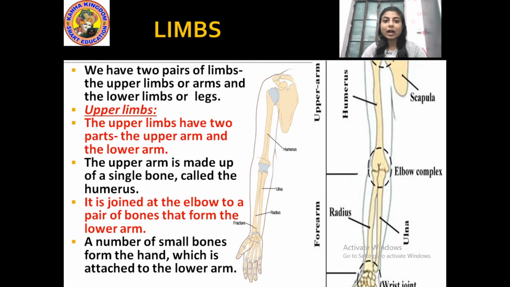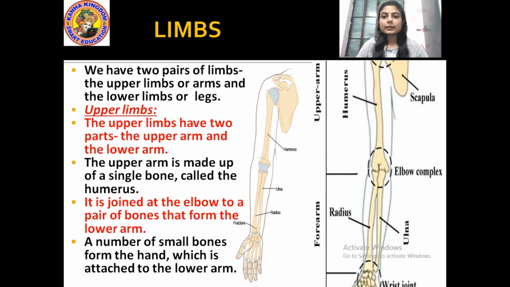In the lower arm, which starts from the elbow to the fingertip, the lower arm consists of two bones, one on the front side and one on the lower side. That is called radius and ulna. R-A-D-I-U-S, radius, and U-L-N-A, ulna. The front part is called ulna and the lower part is called radius.